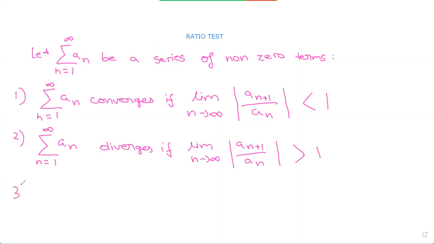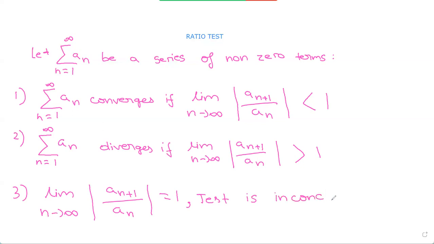Finally, our third condition says that if the limit as n tends to infinity of the absolute value of a_(n+1) divided by a_n is equal to 1, then the test is inconclusive. So the test is inconclusive if the limit of the absolute value of the ratio is equal to 1. This is all you have to know for the ratio test. Let's look at a few examples now.